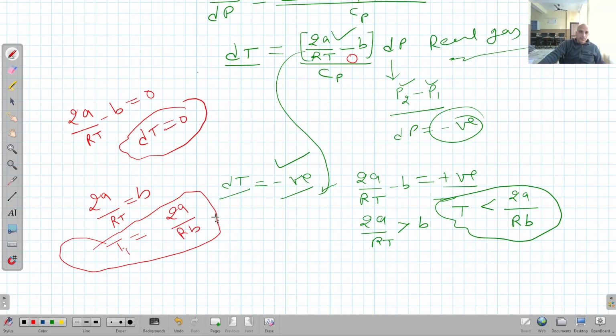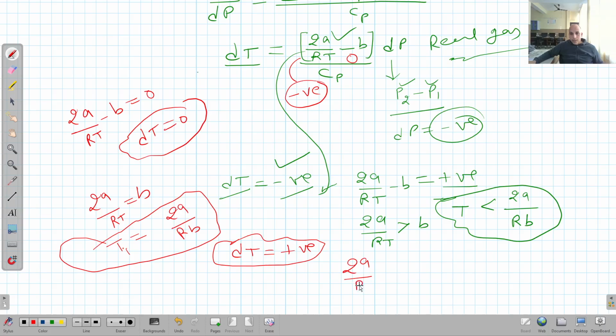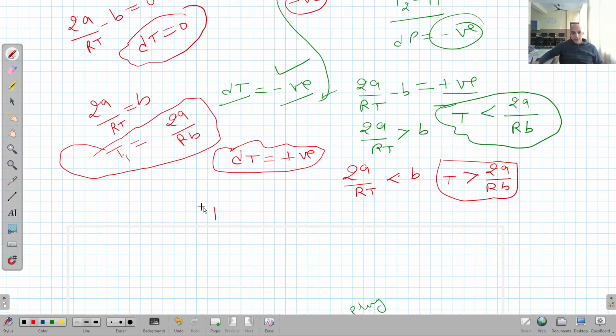Now the third case, if this term is negative, negative, negative, positive, it means dT is positive. It means heating is produced in this case. If the heating is produced, it means this equation is negative. It means 2a upon RT is less than B. Clear? In that situation, it will be negative. It means T is greater than 2a upon RB. So T greater than 2a upon RB means T is greater than the temperature of inversion.